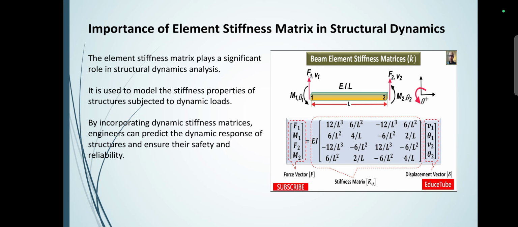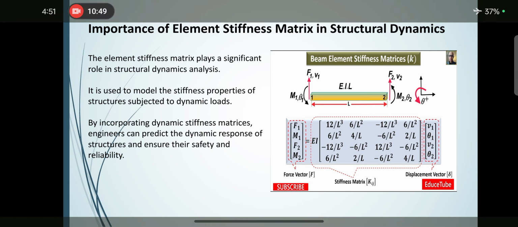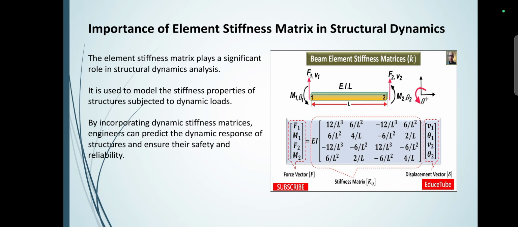Importance of element stiffness matrix in structural dynamics. The element stiffness matrix plays a significant role in structural dynamic analysis. It is used to model the stiffness properties of structures subjected to dynamic loads. By incorporating dynamic stiffness matrices, engineers can predict the dynamic response of structures and ensure their safety and reliability.